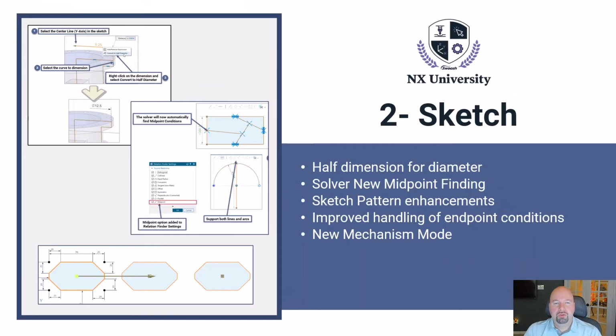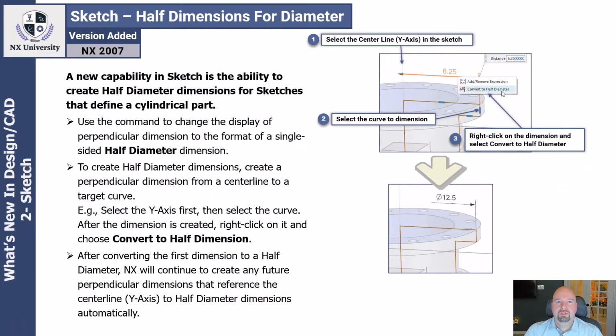Jumping to our next topic here, the sketch topic, we'll take a look at half dimension for diameter, solver, new midpoint finding capabilities, sketch pattern enhancements, improved handling of endpoint conditions, as well as a new mechanism mode that was introduced inside the sketch solver. The first thing we'll look at here is the half dimensions for your diameters. The version that this was added was in NX 2007.